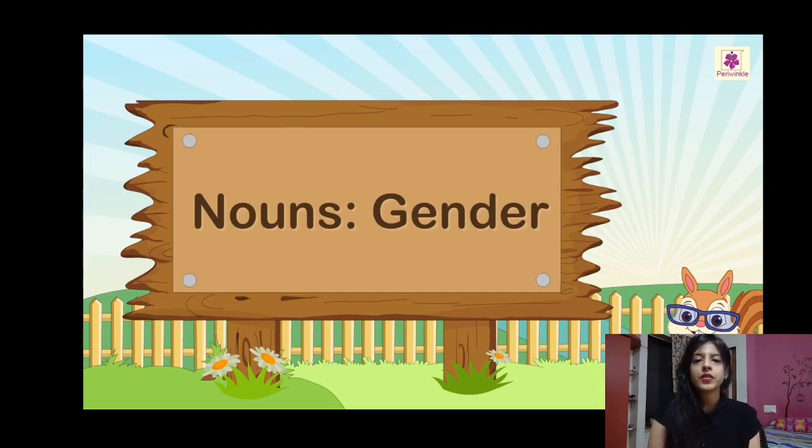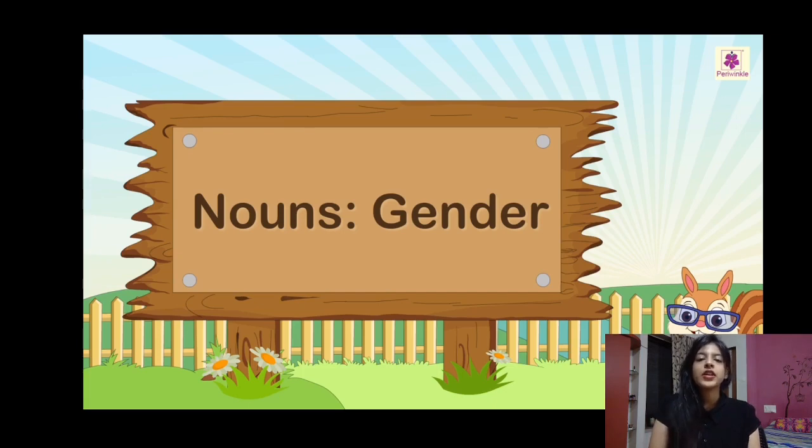Today we are going to study the fifth chapter of your grammar workbook, which is Nouns, Gender. By now we have studied nouns and various types of nouns. For example, proper nouns, common nouns, collective nouns and nouns as numbers. So today we are going to study nouns in genders.